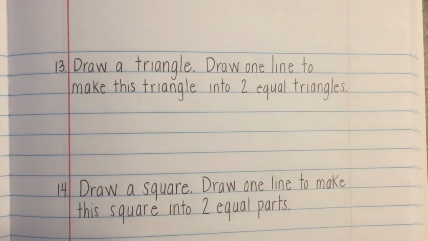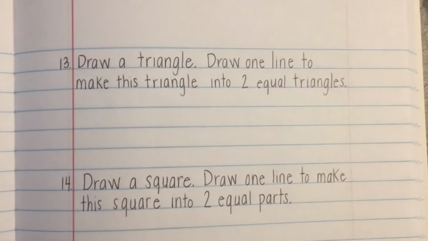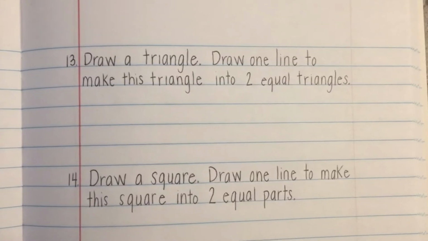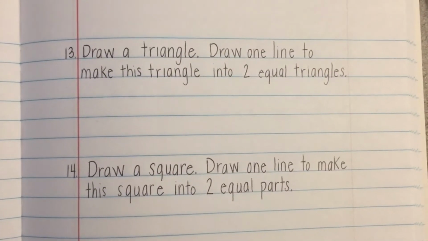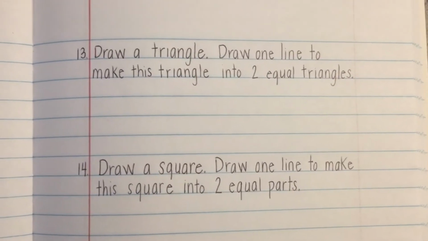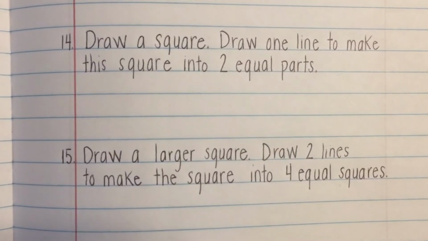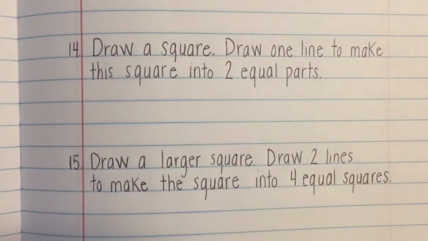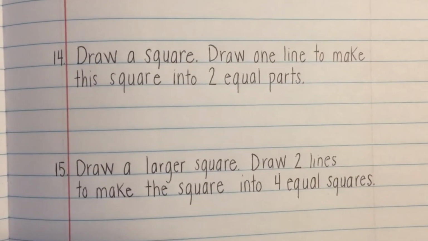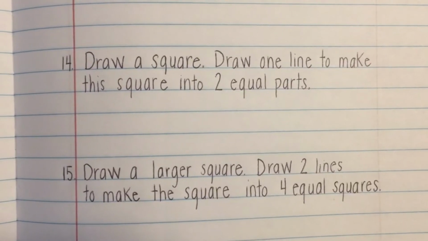Let's move on to number 13, 14, and 15 of our problem set. Number 13 says, draw a triangle. Then, draw one line to make the triangle into 2 equal triangles. Once you're finished with number 13, move on to number 14. Number 14 says, draw a square. Draw one line to make the square into 2 equal parts.